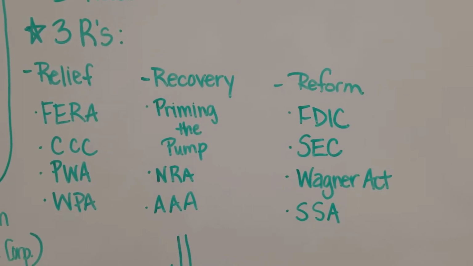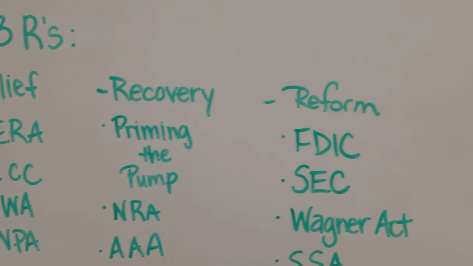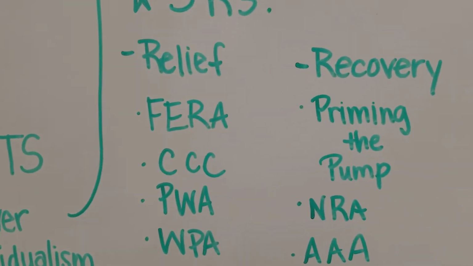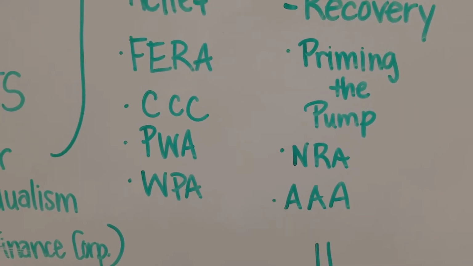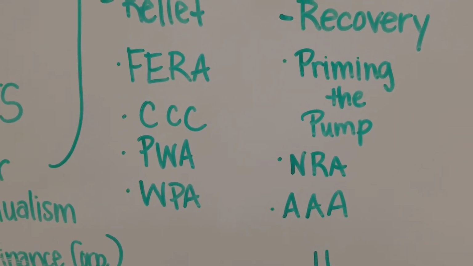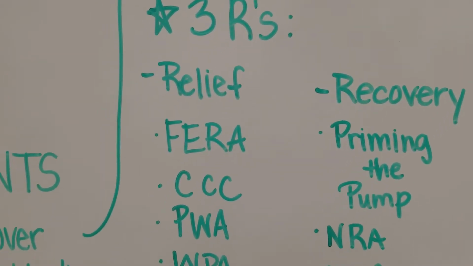The 3 R's of the New Deal that you need to be aware of are relief, recovery, and reform. When we talk about relief, several agencies were created at this time in order to get people out of the bad place that they were in. When you talk about relief, you're talking about the fact that hungry people need to be fed.